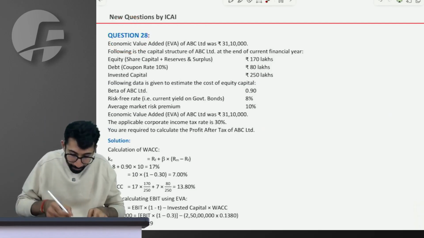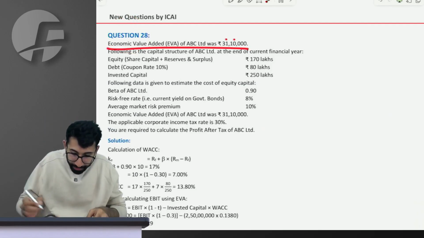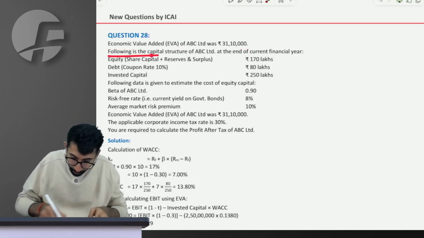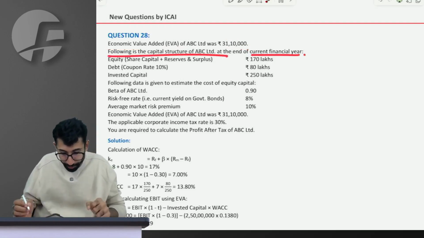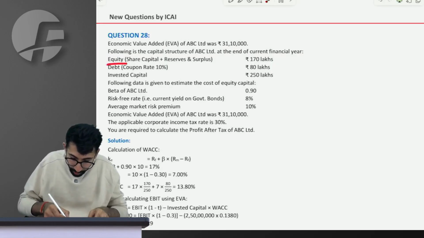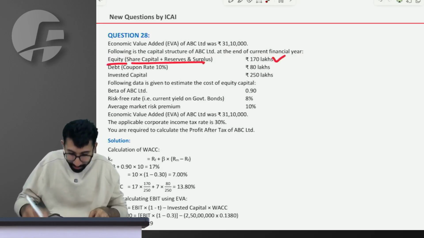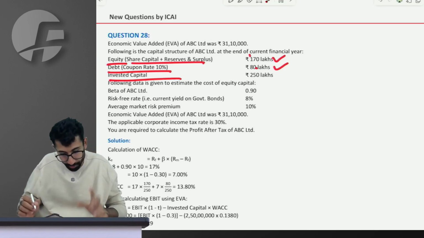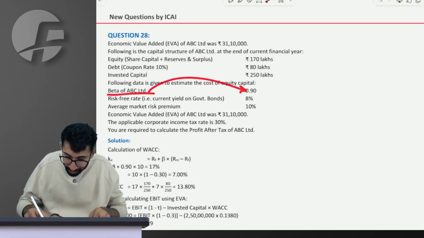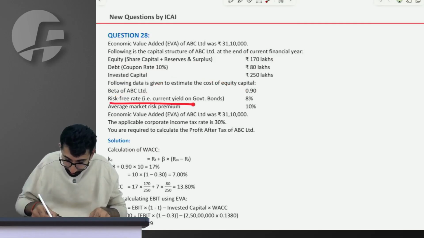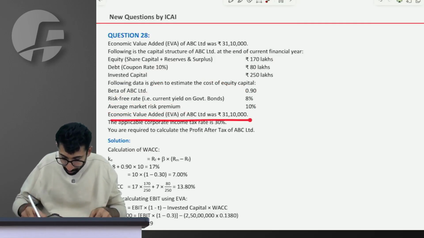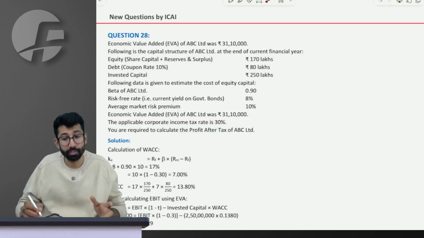Economic value added is 31,10,000. Following is the capital structure at the end of current financial year: equity share capital, reserves and surplus 170 lakhs, debt at the rate of 10% coupon 80, total invested 250. Beta of ABC 0.9, risk-free rate 8%, average risk premium 10%, economic value added is 31,10,000.